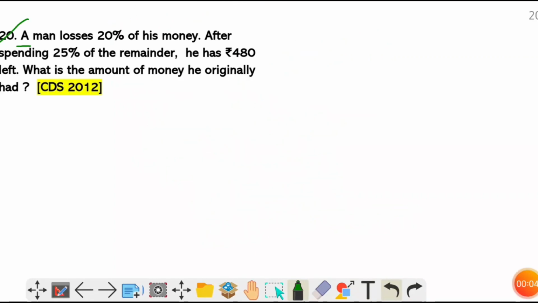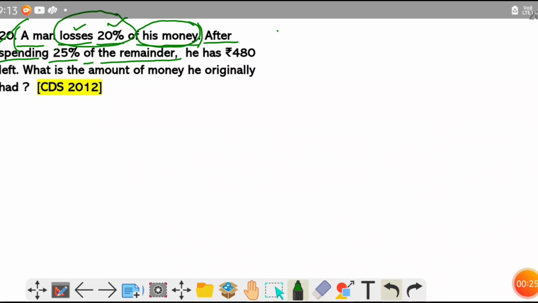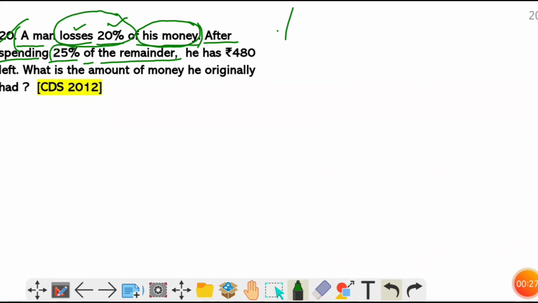Next question was asked in CDS 2012. A man loses 20% of his money. Here it is said that a man had money out of which he lost 20%, and after losing 20% he had the remainder, and out of that remainder he spent 25%. First he lost 20% of his money, and out of the remainder again he spent 25%, and now he has only rupees 480 left. So what is the amount of money he originally had? In this question we have to find out the original money he had.